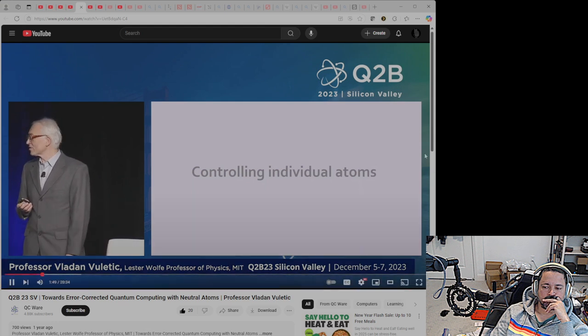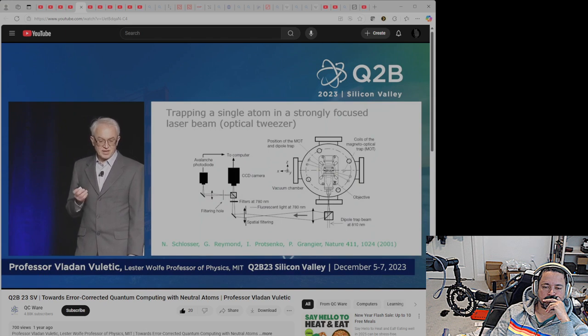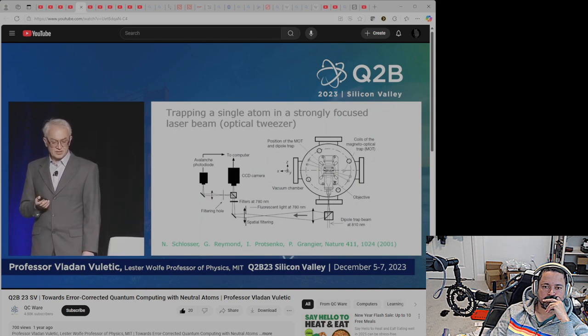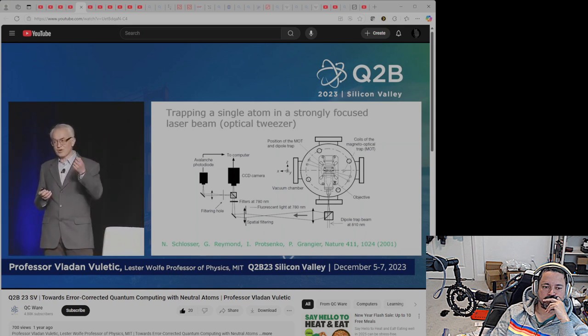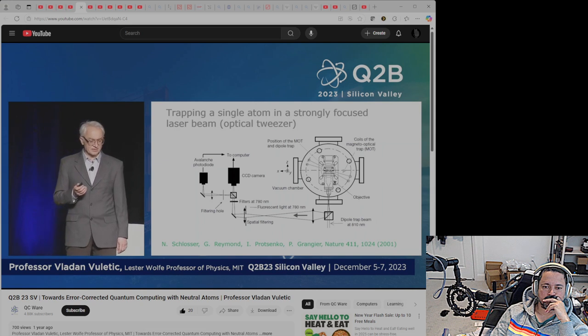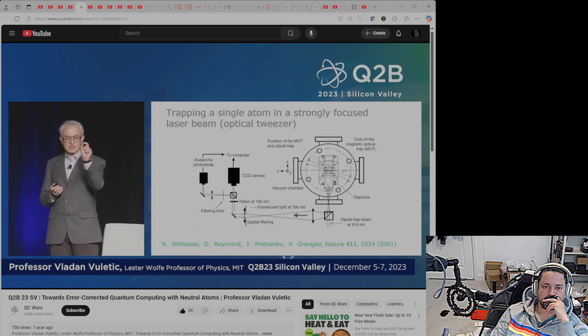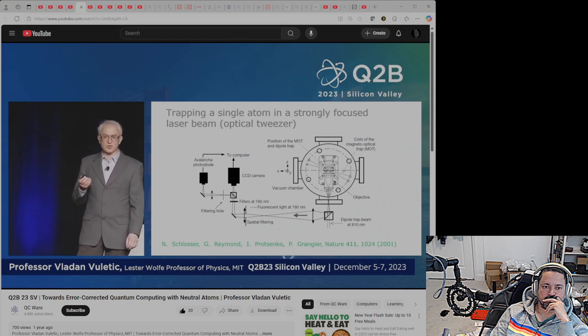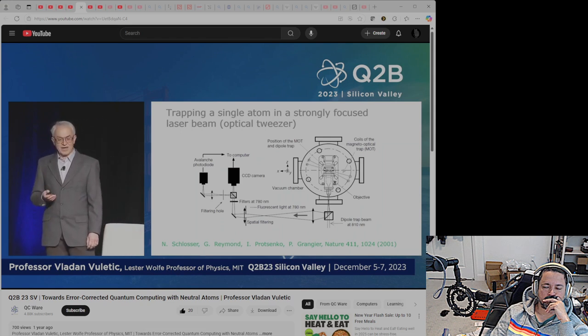So let me first tell you how we control individual atoms. This goes back to a landmark experiment 22 years ago in Paris. Laser cooling had been invented. People knew how to cool atoms, how to trap them in laser traps. And this experiment by Philippe Grangier, the only change that he made is he focused the trap to the smallest spot that is possible in optics, to about 1 wavelength, to the diffraction limit. And he looked at, can we trap atoms in this trap?